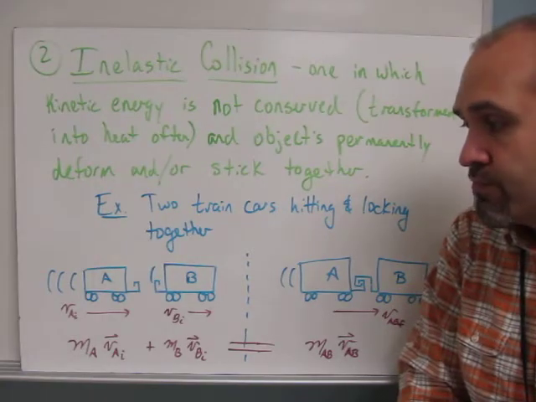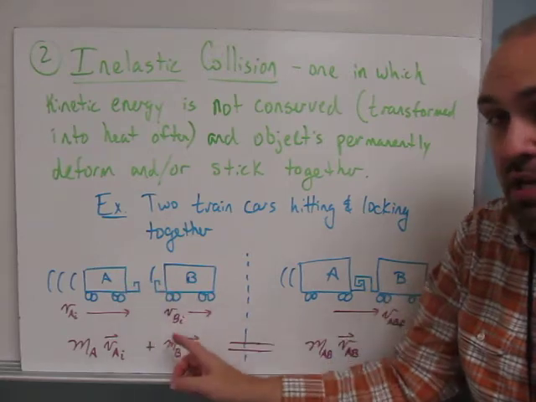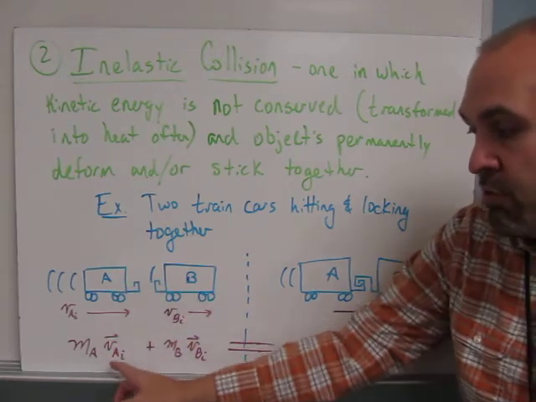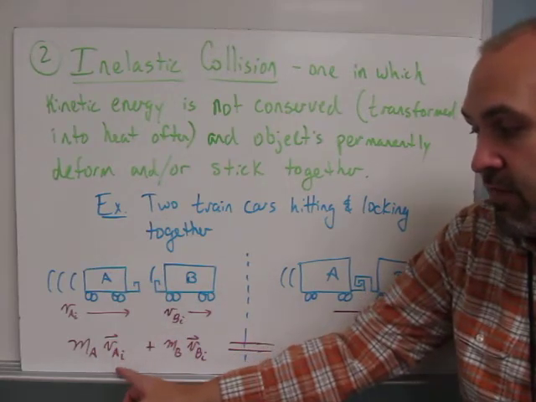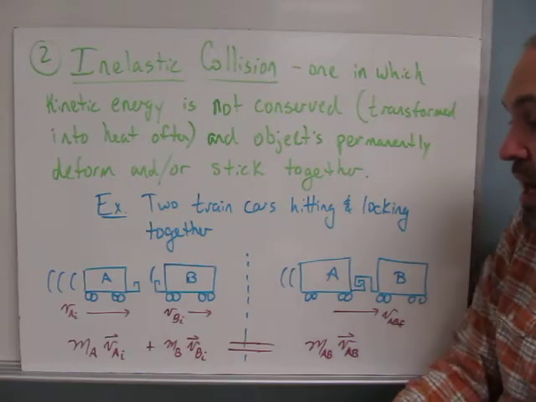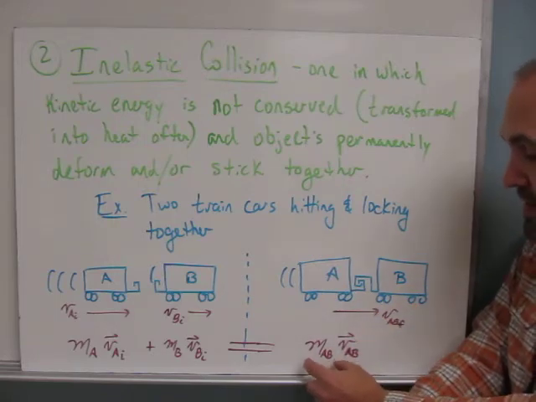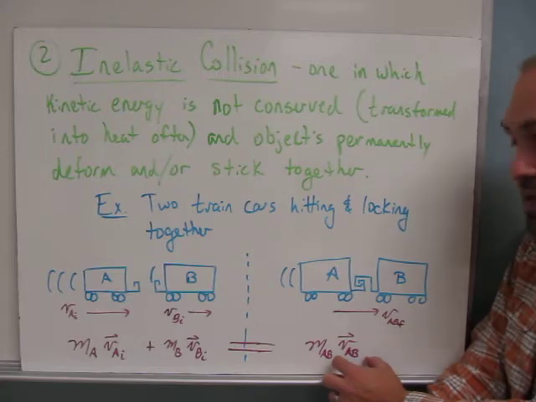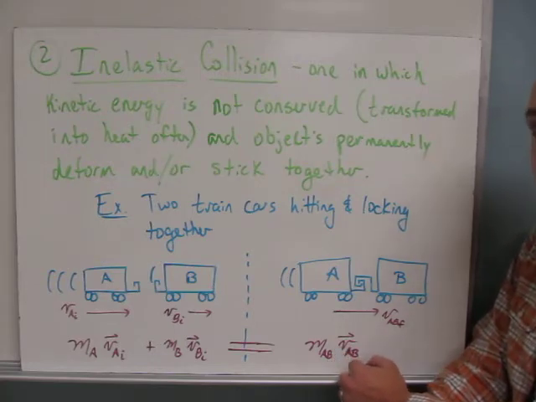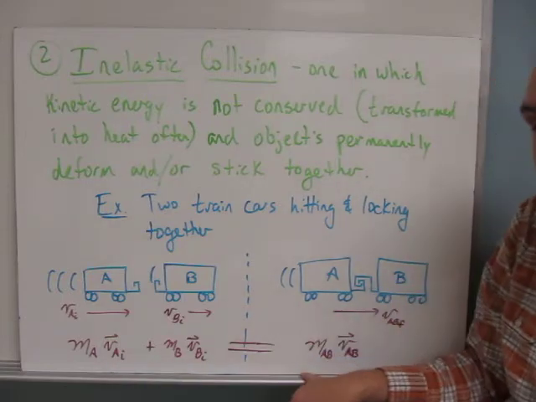In this case, we start with two train cars, A and B. Train car A has momentum mAvA, and train car B has momentum mBvB. But at the end, those two cars lock together, and so their masses add. I just called it the mass of A and B, and they have a common velocity, vAB. So you start with two objects, and you end up with one unified object.